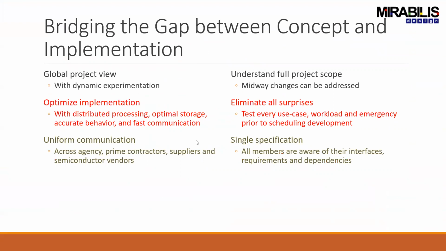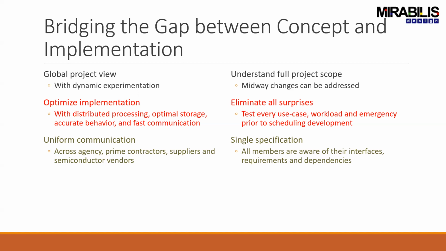We are providing a global project view with a dynamic experimentation approach. With this, we can understand the full scope of the project, because oftentimes people from different disciplines are working on the same project, and they need to understand the whole process and the scope of the project at an early stage, so that you can link up every design team on a single flow.